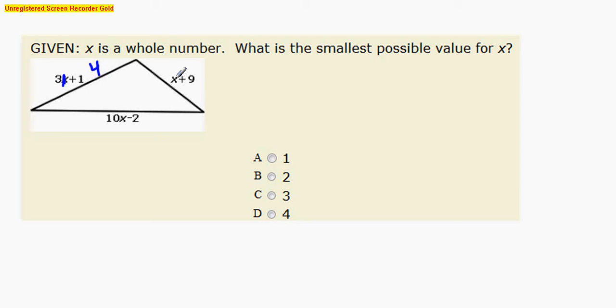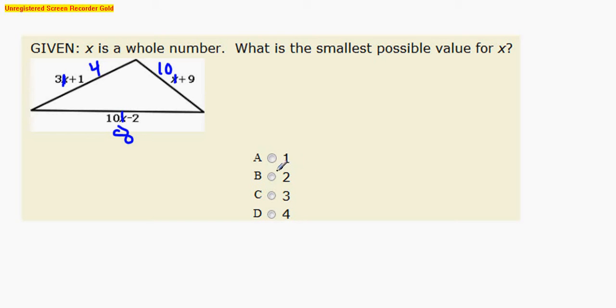I plug in 1 here. 1 plus 9 is 10. So that side is 10. Plug in a 1 here. 1 times 10 is 10, minus 2 is 8. So my two smaller sides are 8 and 4. 8 plus 4 is 12. 12 is bigger than the longest side, so that forms a triangle. And so that's my correct answer.